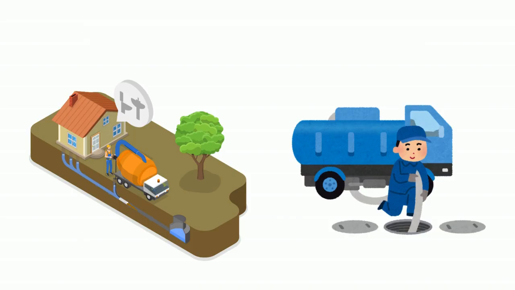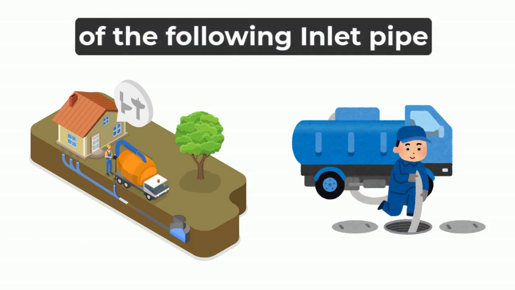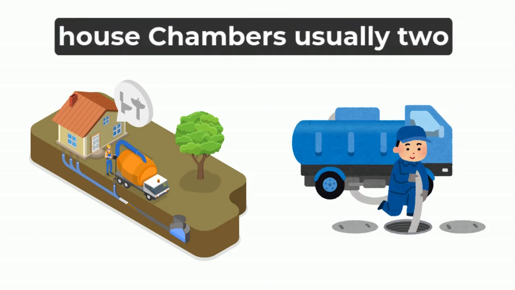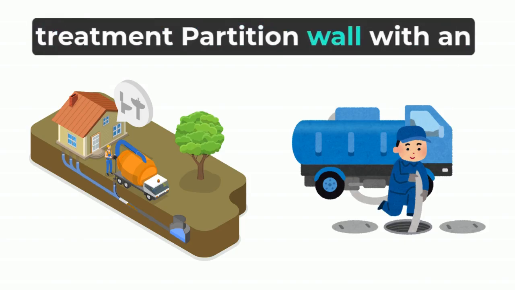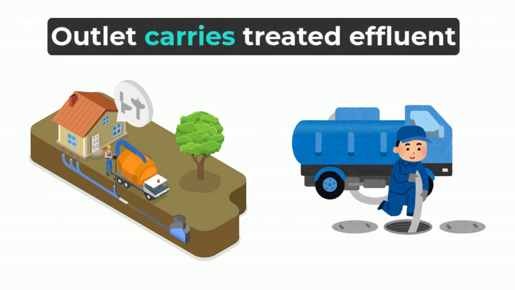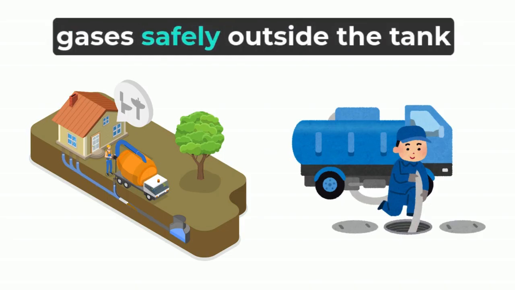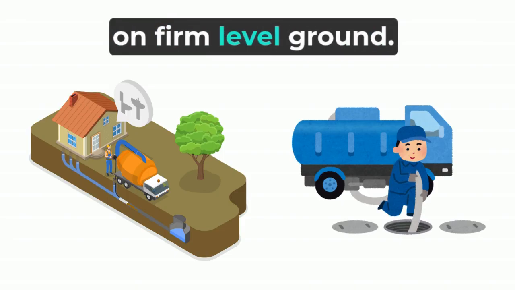Septic tank components. A typical septic tank consists of the following components. Inlet pipe, brings in wastewater from the house. Chambers, usually 2 chambers for settling and partial treatment. Partition wall, with an opening 2/3 from the bottom. Outlet pipe, carries treated effluent to soak pit. Vent pipe, releases gases safely outside. The tank should be watertight and placed on firm, level ground.